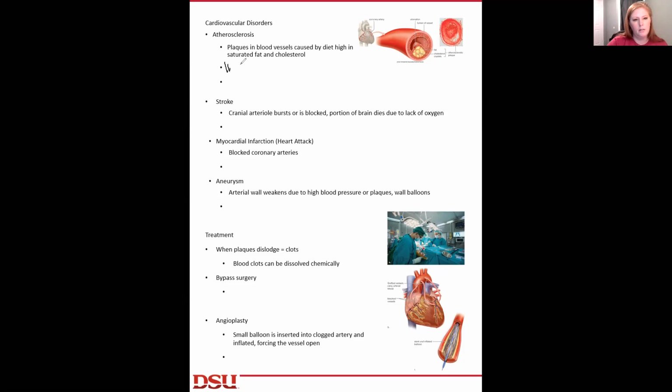So increases blood pressure, and this can lead to artery rupture. Or the arteries can become brittle. Arteries and rupture.